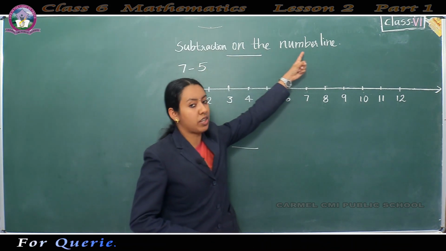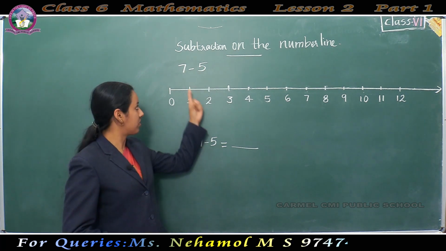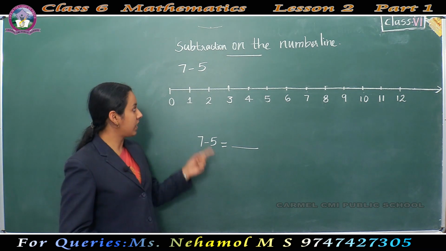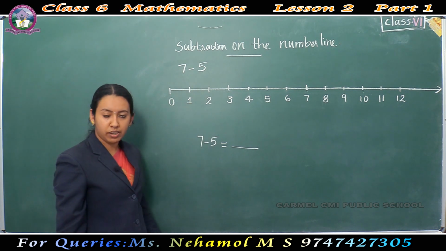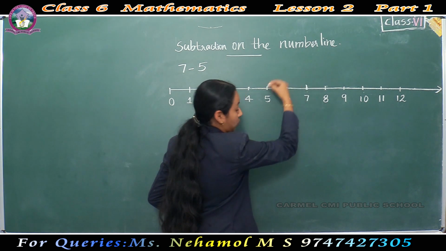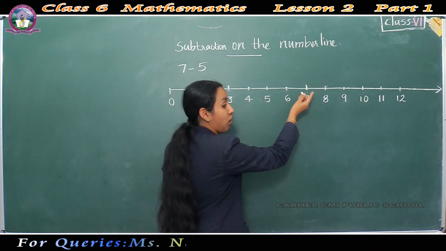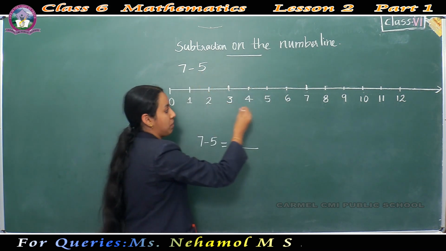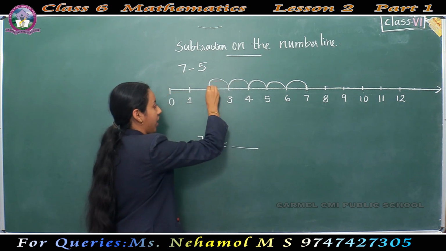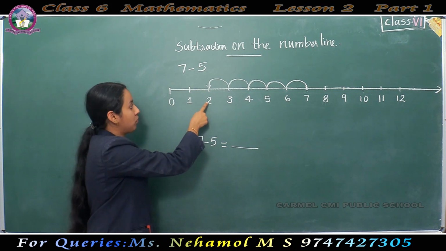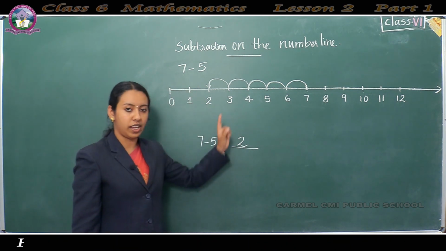Next one, subtraction on the number line. Let us see the subtraction. 7 minus 5 is the question. Since 5 is being subtracted, we have to start from 7 and move towards the left, with one jump of 1 unit. Make 5 such jumps. Here 1, 2, 3, 4, 5. So now we reach the point 2. So 7 minus 5 is 2. This way we can subtract numbers using a number line.